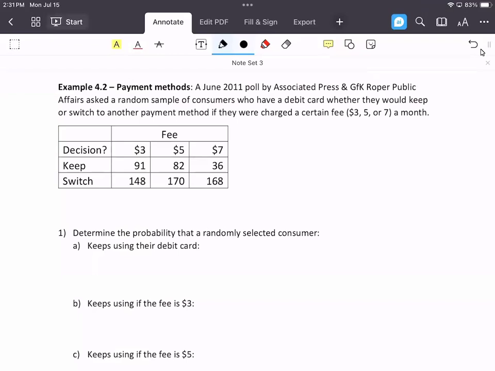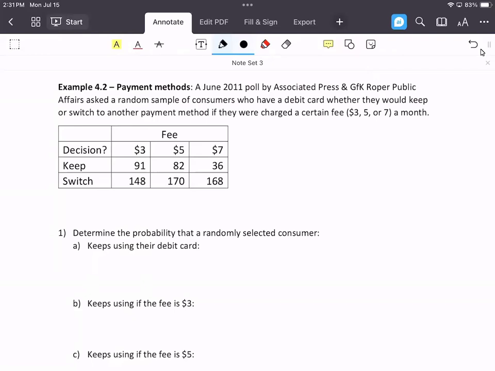Now, what are we asked? Number one, determine the probability that a randomly selected consumer keeps using their debit card. All right. Well, first of all, we need to figure out, do we have totals? And the answer is no. We don't know the total number of people here who they surveyed. They don't tell us the number, and we don't have a total column.